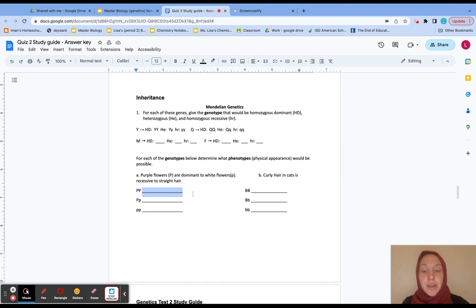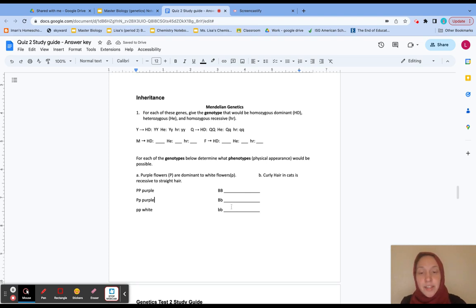Homozygous dominant, well, this would be purple flowers. My homozygous recessive has two alleles for white flowers. So what would it be? They would be white flowers. Now my heterozygous, this is complete dominance because it says that purple is dominant to white. That means if I'm heterozygous, if I have one of each, which one is going to show up? My dominant trait. So my phenotype for heterozygous would be purple, my dominant allele.